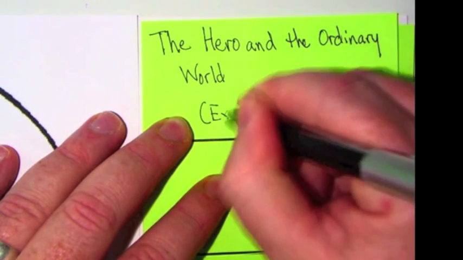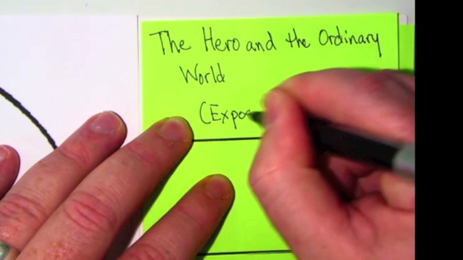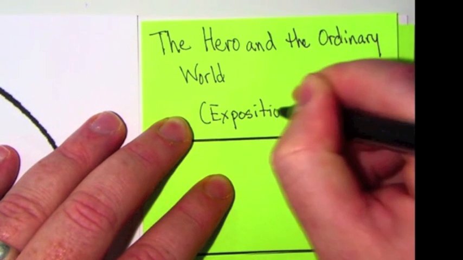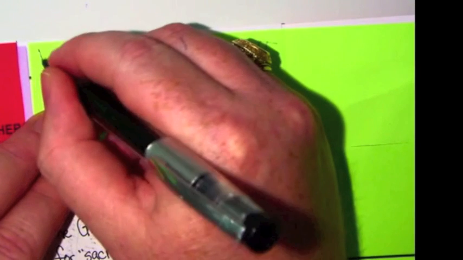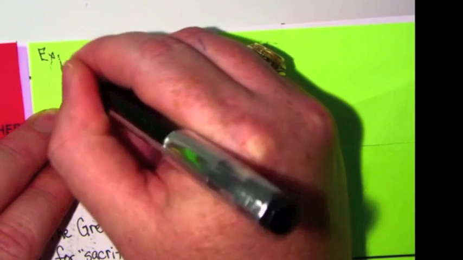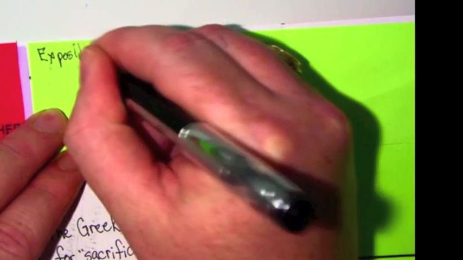In your ELA textbook, this part of a story is known as exposition, and you need to know that exposition and the ordinary world are synonymous. There are 6 functions of the exposition, or ordinary world, and we're going to break those 6 functions into 2 groups of 3. Please open the top green flap of your graphic organizer and label it Exposition.